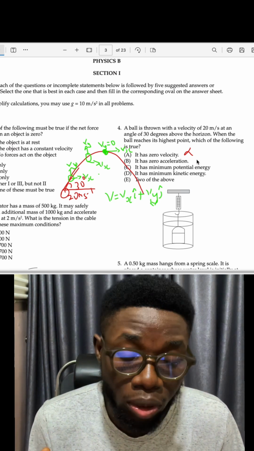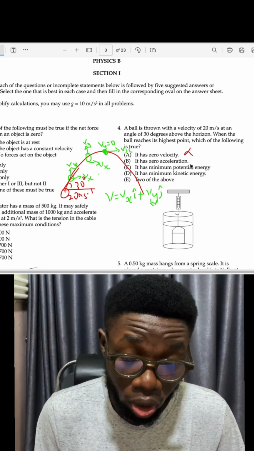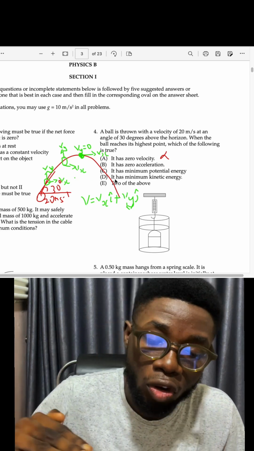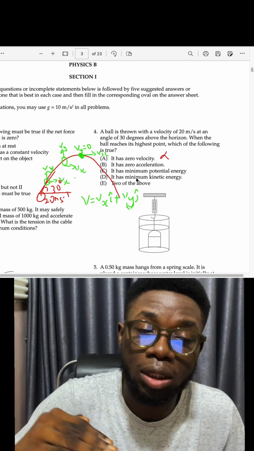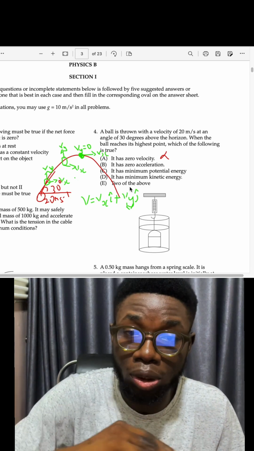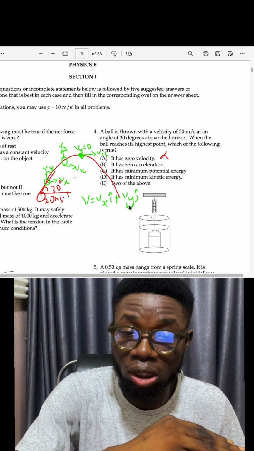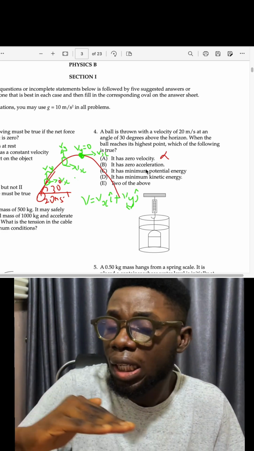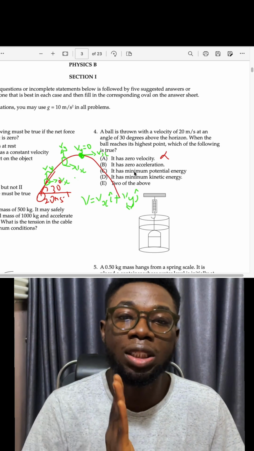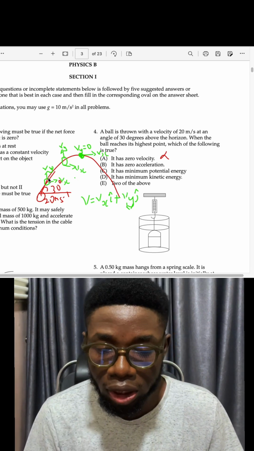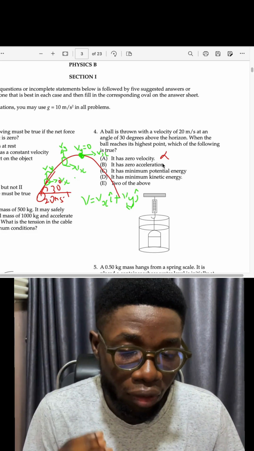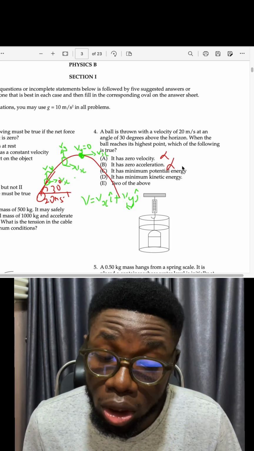It says it has 0 acceleration. This is also not true. It has only vertical acceleration, which is acceleration due to gravity in this case. Of course, since Vx is constant, there will be no acceleration in the horizontal direction, because if velocity is constant in the horizontal direction, there will be no change in velocity. But because the velocity is still changing vertically, decreasing as it's going up, then increasing as it's coming down, it's still going to have acceleration. So 0 acceleration is also not correct.